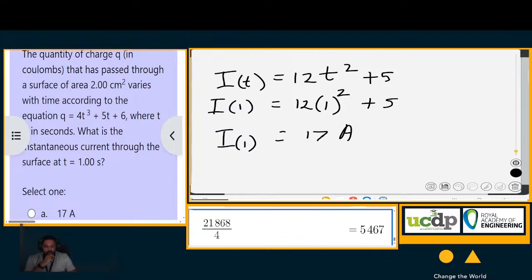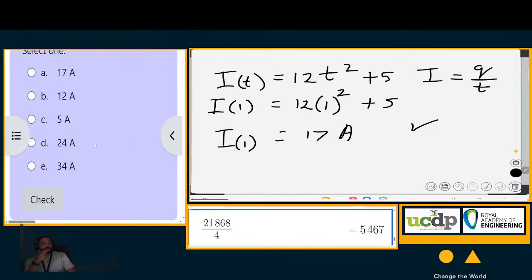Please note this problem. It always comes up as a multiple choice for 2 marks or something. First of all, it tells you the definition of what current is. You need to know that current is charge per unit time, and it also tests your application of derivatives, your math skills.